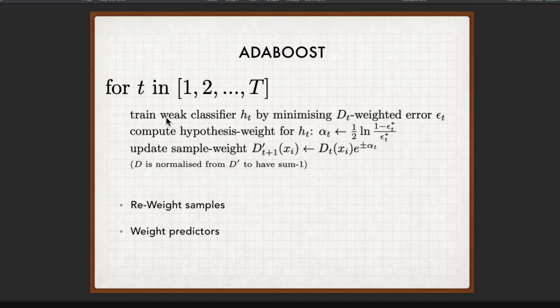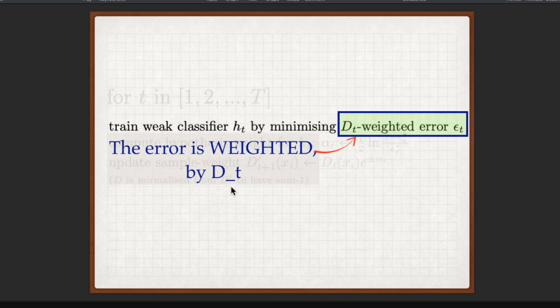The algorithm will reweight the training samples and train weak or base classifiers and give the classifiers, the trained predictors, a weight. Finally, it combines all the learned weak classifiers to form an ensemble. So let's have some detailed discussion about the steps.